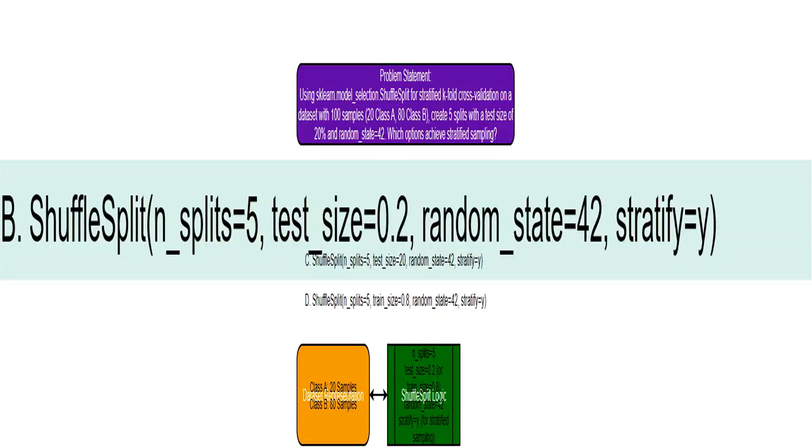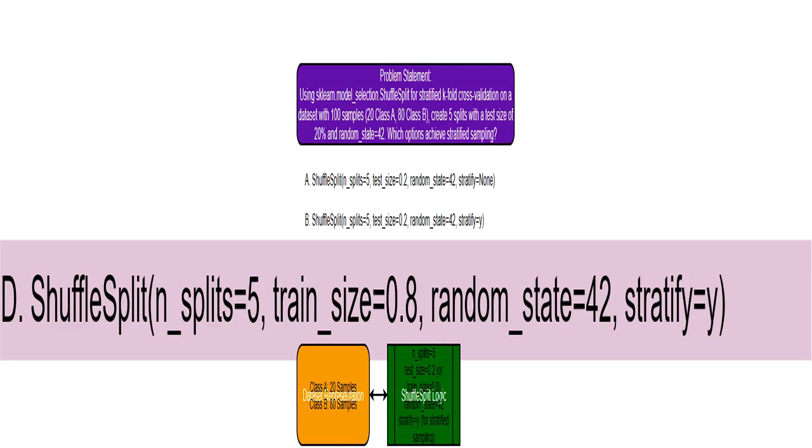This is correct. I'm using stratify equals y where y contains my class labels. This ensures that the proportion of classes, 20% A, 80% B, is maintained in each split. The random state ensures that I get the same splits each time I run it, which is helpful for reproducing results. This one is wrong.